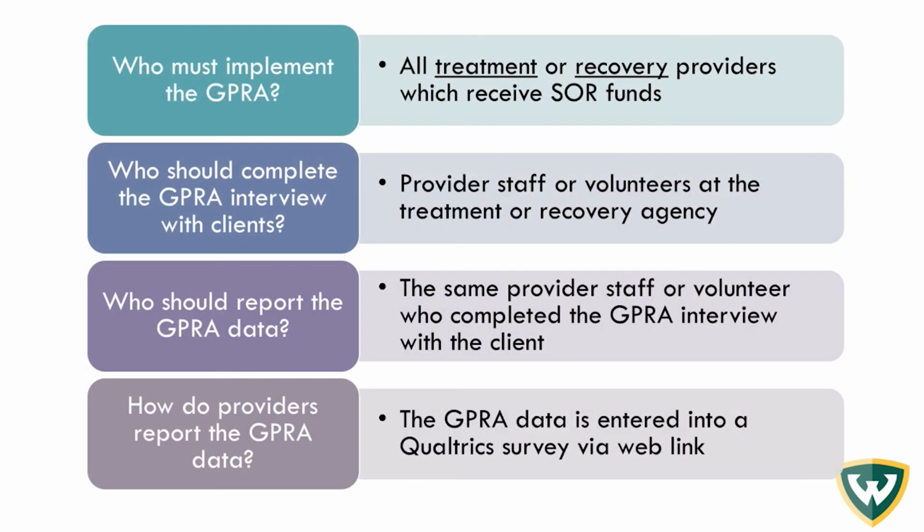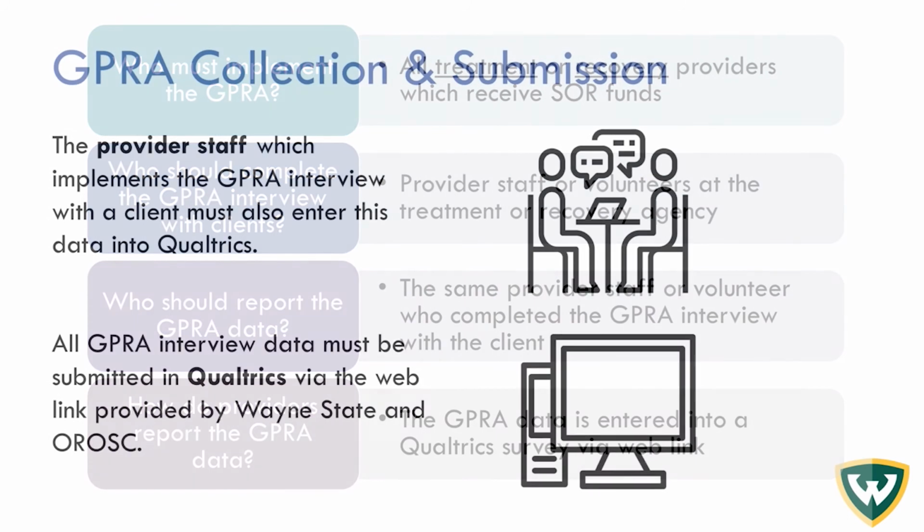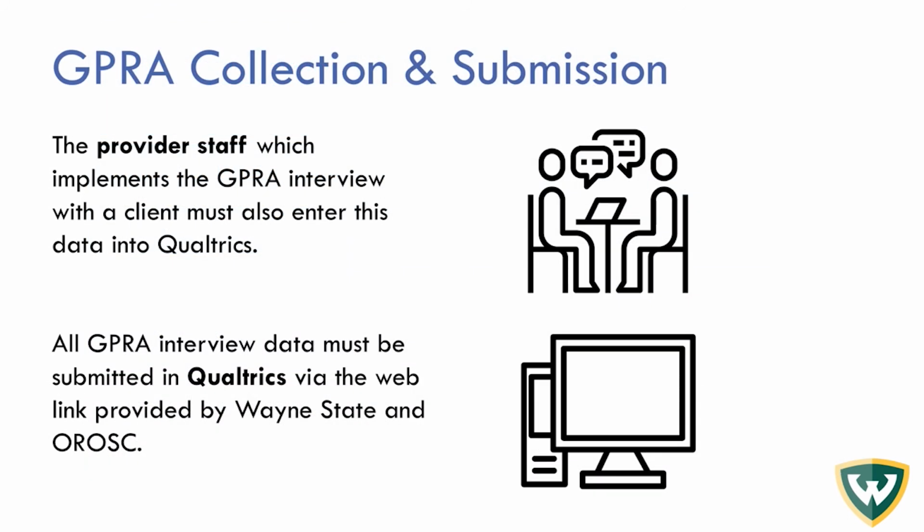All treatment and recovery providers which receive SOR funds must implement the GPRA. The provider staff or volunteers at the treatment or recovery agency should be conducting the interview with their clients. The same provider, staff, or volunteer who completes the GPRA interview should be reporting the GPRA data into Qualtrics. So just to reiterate, the provider staff which implements the GPRA interview with a client must also be entering this data into Qualtrics. You can enter the data into Qualtrics via the web link provided by Wayne State and the Office of Recovery-Oriented Systems of Care.